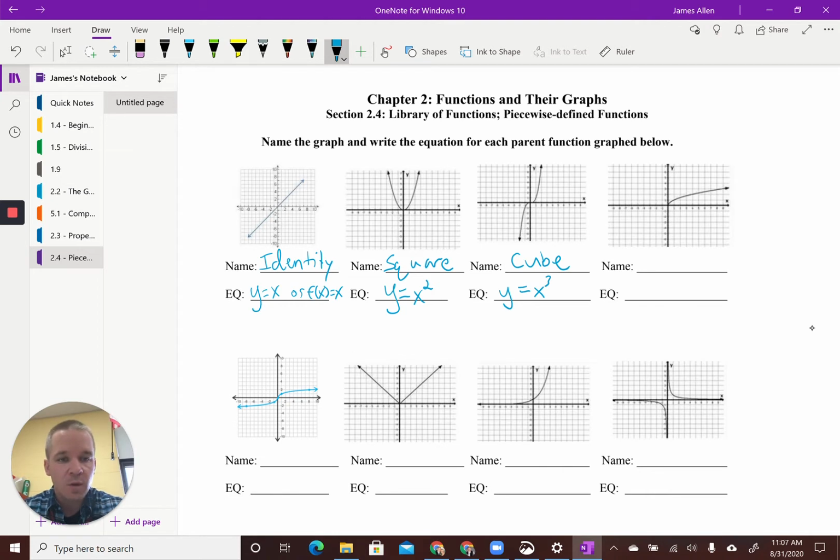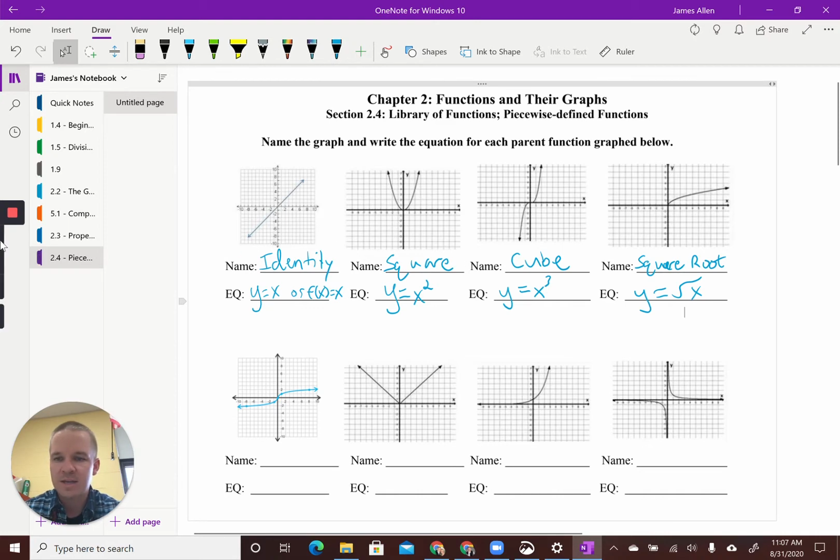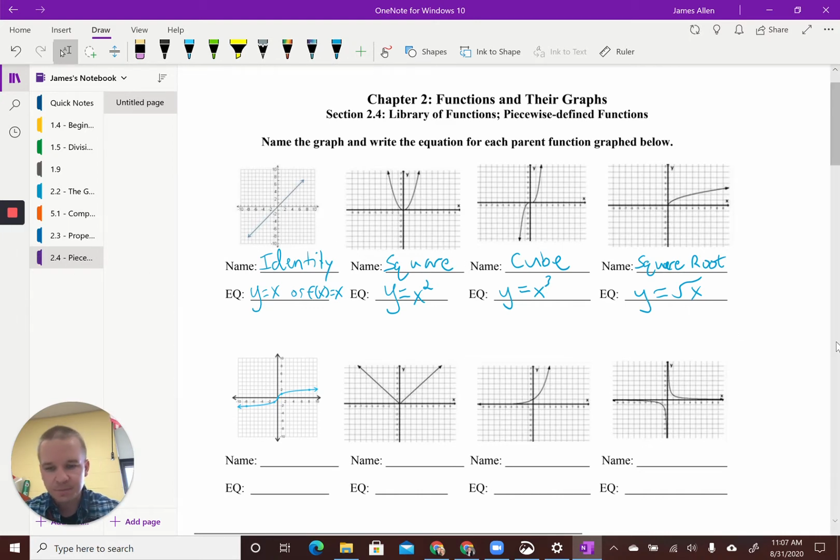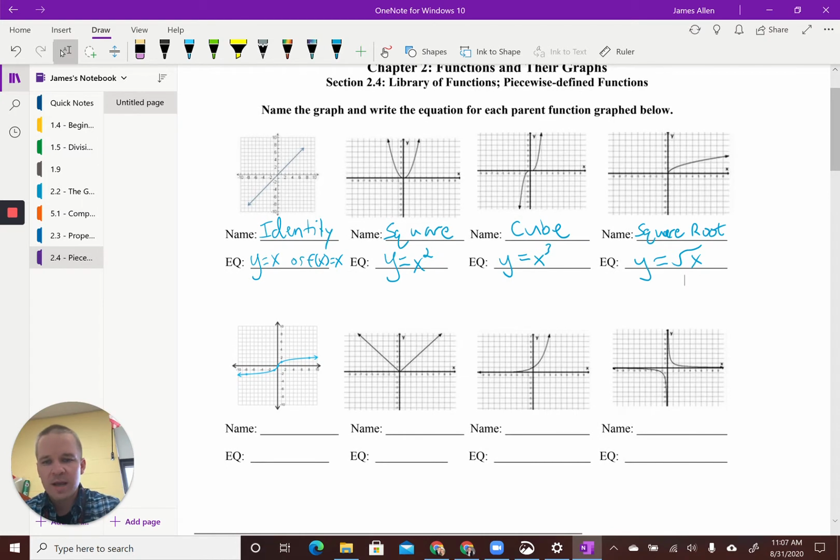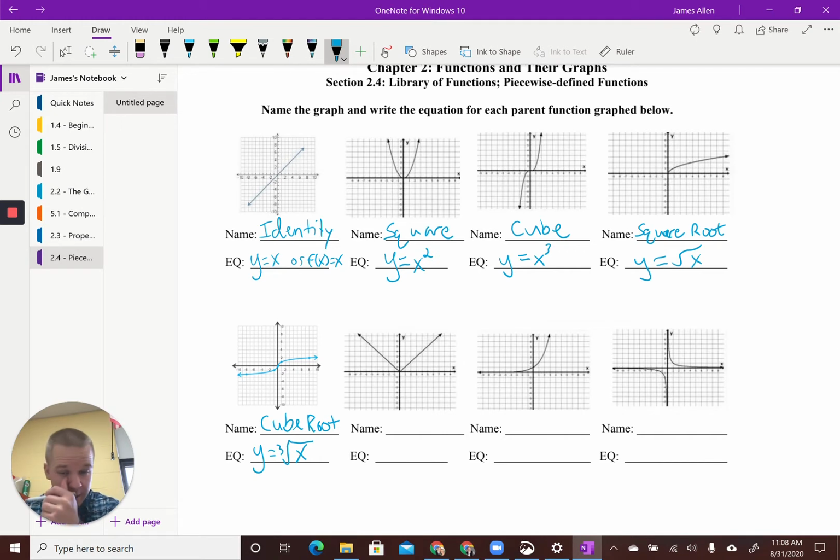The next one, we have the square root function. That's a little better. And that would be y equals the square root of x. Cool. Fantastic. All right, we're down into the next one here. What do we have here? That is our cube root. And that would be y equals, and then we'd have our radical with a little 3 right there.